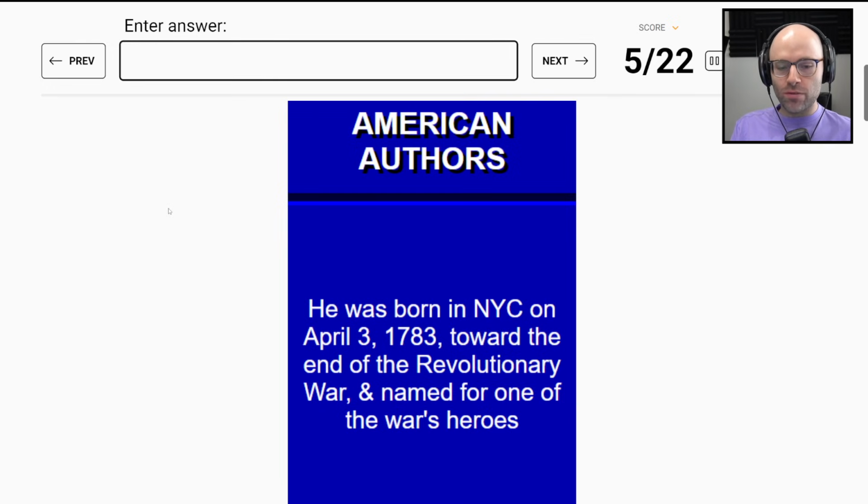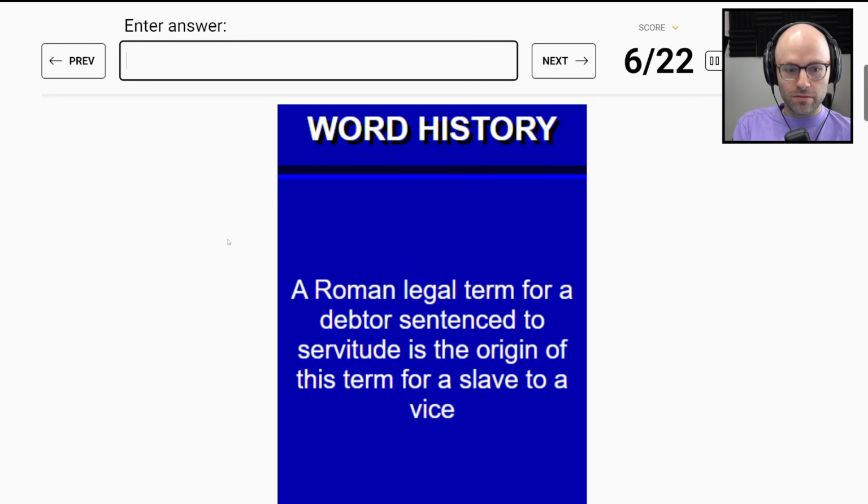He was born in NYC on April 3rd, 1783, toward the end of the Revolutionary War, and was named for one of the war's heroes. He's an American author. Who is Washington Irving? He's crazy. More American questions, more American questions. A Roman legal term for a debtor sentenced to servitude is the origin of this term for a slave to a vice.